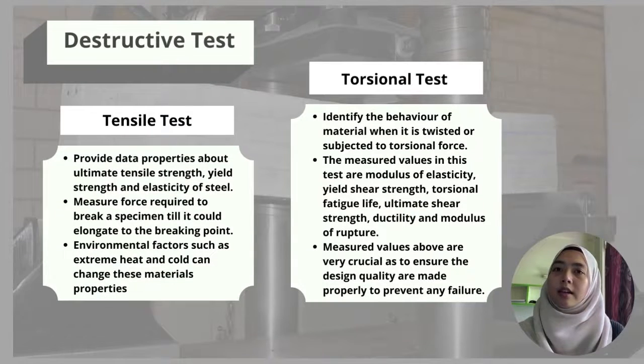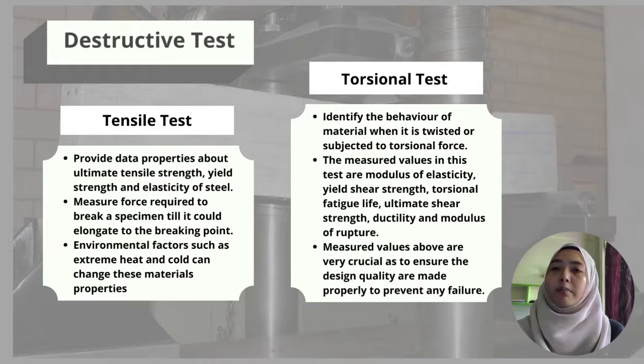Next, for the destructive test, we decided to choose the tensile test and torsional test. So let us see the tensile test first. It is used to provide data properties about the ultimate tensile strength, yield strength, and the elasticity of the steel specimen. This tensile test measures the force required to break a specimen and the extent to which the specimen could elongate till its breaking point.